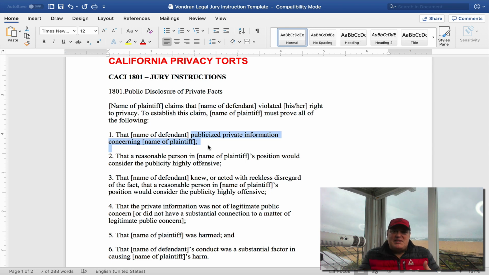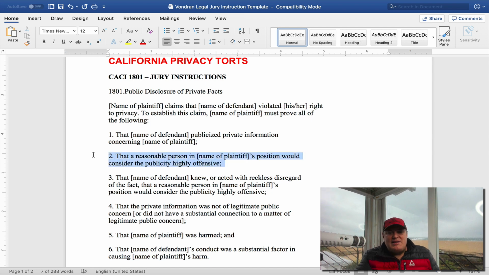So publicizing private information, there's actually three things. Private information, something somebody would actually take efforts to keep private and would want private, concerning the plaintiff. So it has to be publicized, private information, and concerning the plaintiff. Okay, so you weave your facts into this and you start talking about how your facts satisfy this, you make those allegations in your complaint.